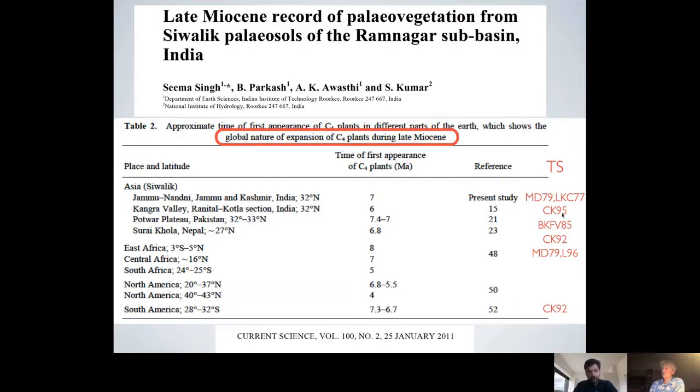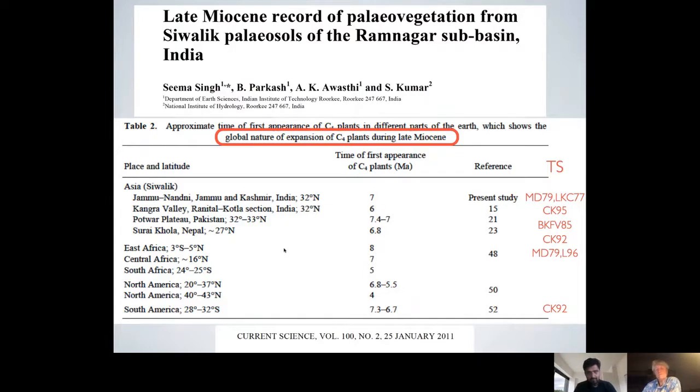This was based on the Candy-Kent timescale and Berggren, Kent, Flynn, and Van Couvering 1985 timescale. So you see, there's just a bunch of different timescales that were used to calibrate these sections, and North America had no magnetostratigraphy whatsoever. East Africa was using, Central and South Africa didn't have any magnetostratigraphy to speak of. There is some, but they didn't use the best magnetostratigraphy in these studies.